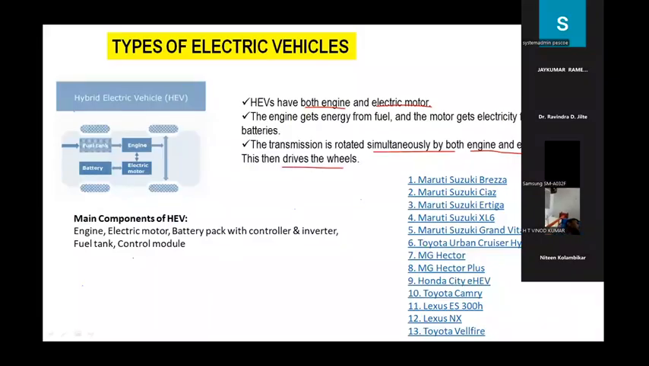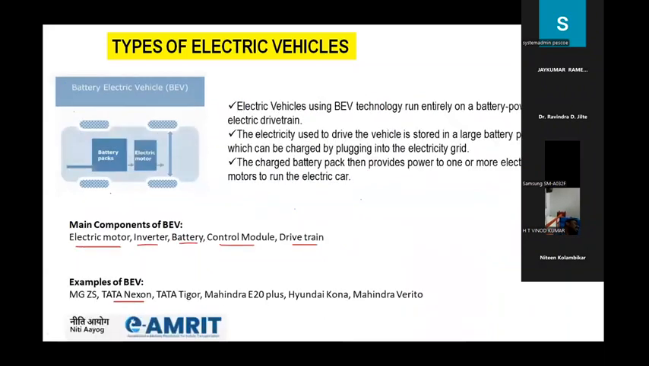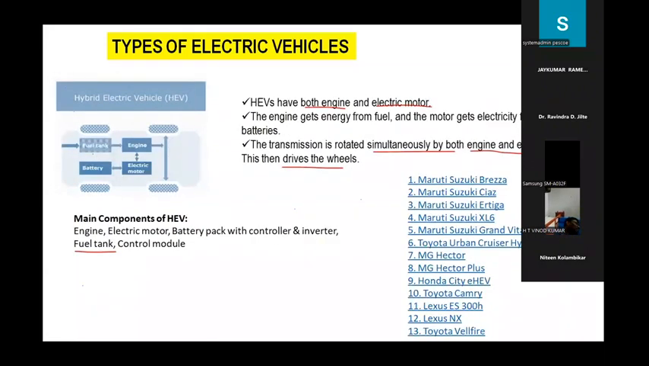The main component in addition to the previous one is the fuel tank, which is now fitted to supply the conventional fuel to the engine. Examples of hybrid electric vehicles in the Indian market are a few of the cars from Maruti, a few from MG, a few from the Honda City, Toyota, and Lexus.